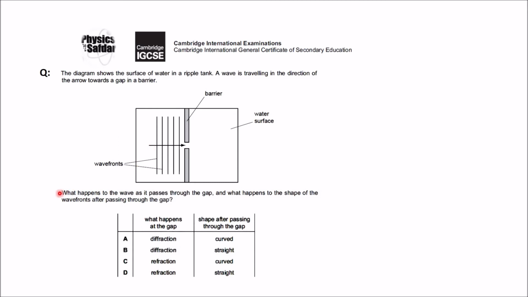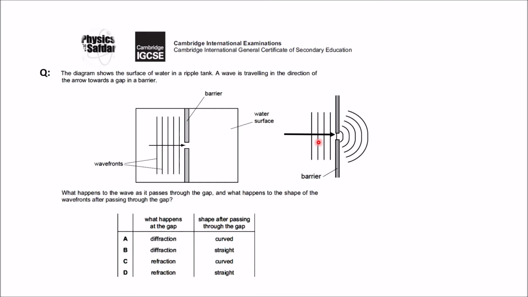Now look at the question. What happens to the wave as it passes through the gap? Second, what happens to the shape of the wavefronts after passing through the gap? And you have 4 options. This diagram. This arrow indicates the direction of water wave traveling left to right.